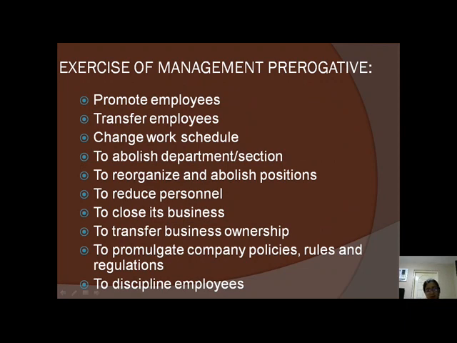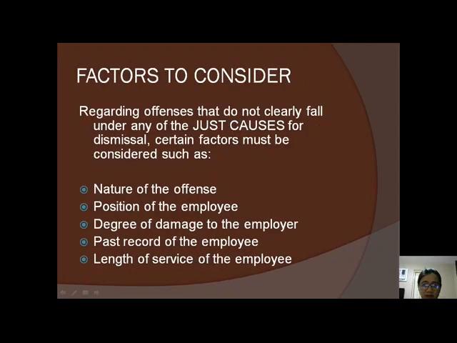So examples of management prerogative are the following. As part of the employer's rights, they have the right to promote employees, transfer employees, change work schedule, to abolish department or section, to reorganize and abolish positions, to reduce personnel, to close its business, to transfer business ownership, to promulgate company policies, rules, and regulations, and to discipline employees. So these are examples of the exercise of management prerogative.